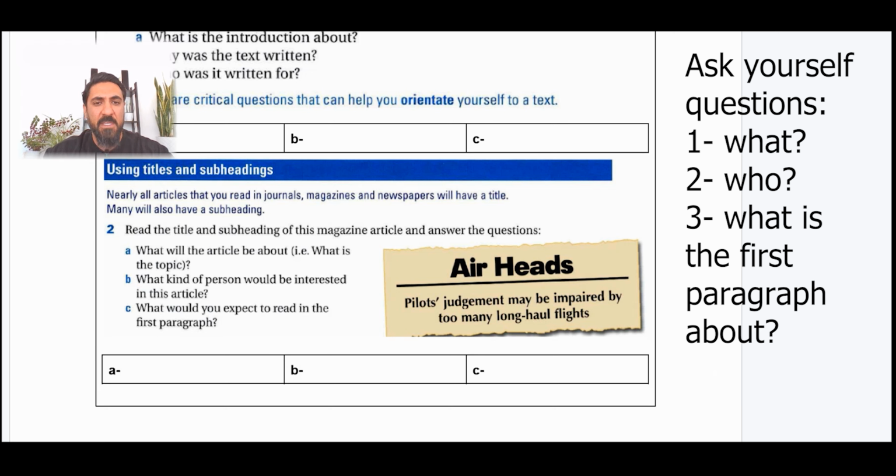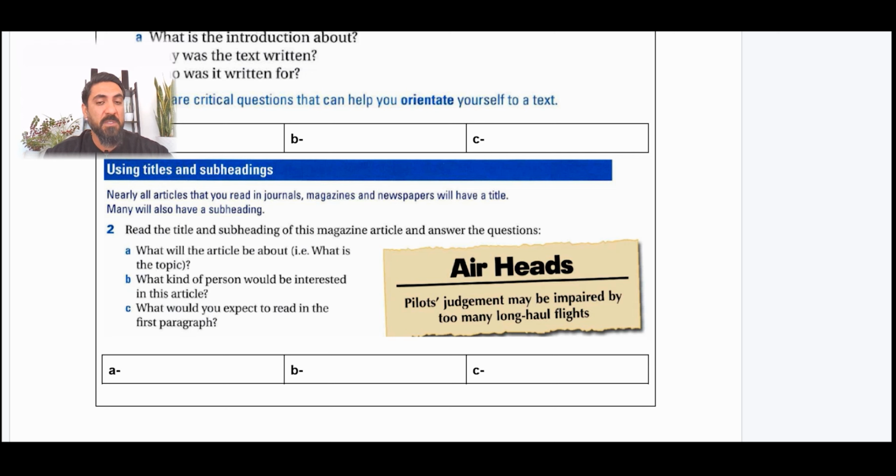Airheads. We might know what the meaning is. We might not know the meaning. Look at the subheading: Pilot's judgment may be impaired by too many long-haul flights. So now we understand more and we can orientate ourselves to the text.